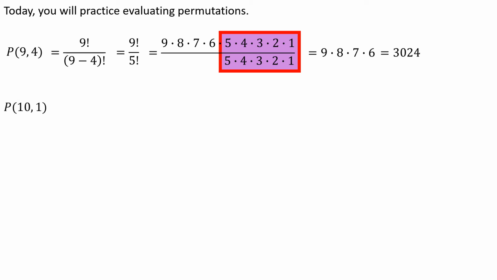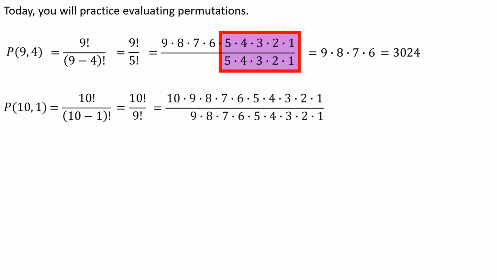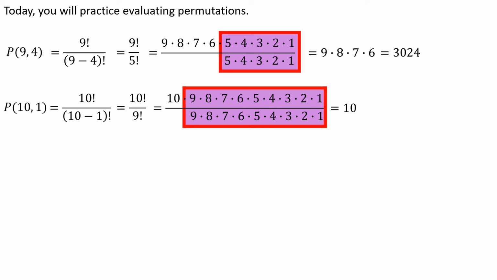Here's a different example. Permutations, 10 objects. I'll only take 1 at a time. Hey, there's not much going on here. It's just going to be 10. Right? Of course, if I just take 1 at a time, there's only 10 different things I can grab.